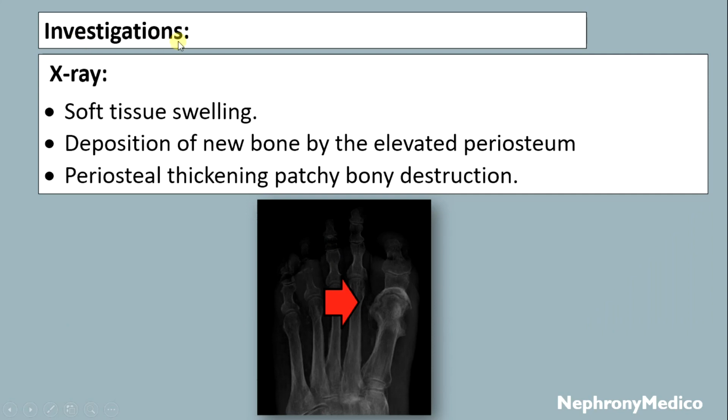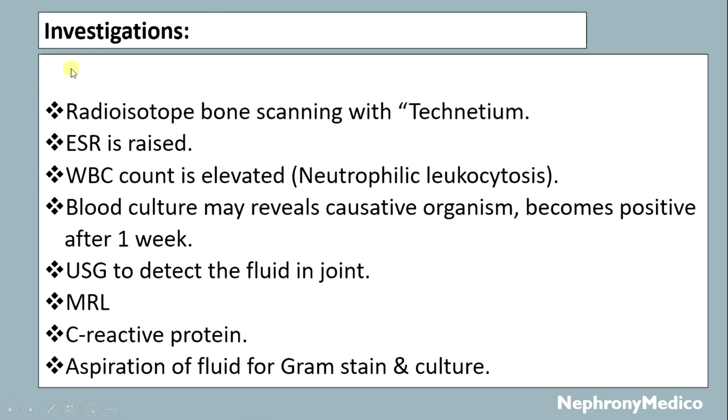Now, investigations. On X-ray, there is soft tissue swelling and deposition of new bone by the elevated periosteum, periosteal thickening and patchy bone destruction. Now, radioisotope bone scanning with technetium, ESR is raised, WBC count is elevated, blood culture, USG, MRI, C-reactive protein and aspiration of fluid for Gram stain and culture.